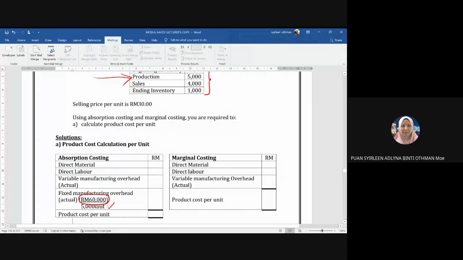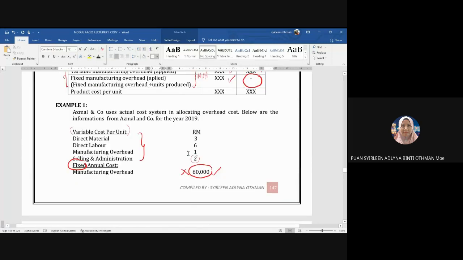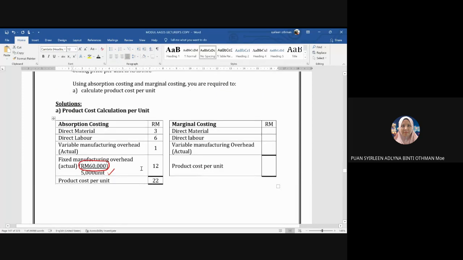Okay, so kalau saya guna absorption costing, okay, my cost per unit will be semualah, okay, which is direct material RM3. Okay, alright. Yang hantar WhatsApp kat madam tadi noted, okay. Direct labor RM6. Variable manufacturing overhead, this is taken from here, RM1 yang ni. Okay, and then you akan masukkan RM12, which is your fixed cost.